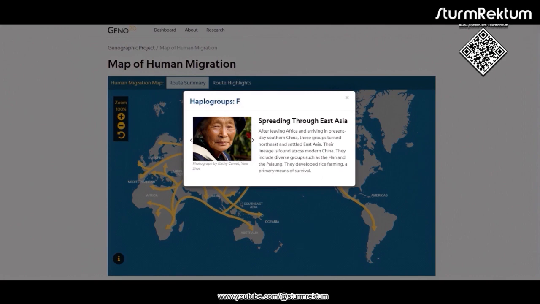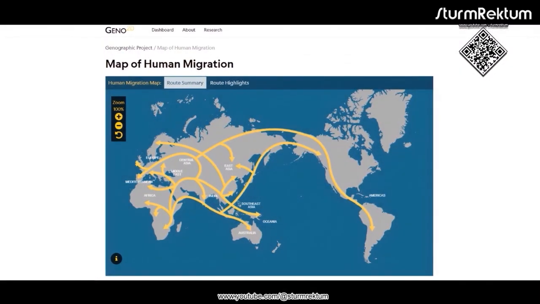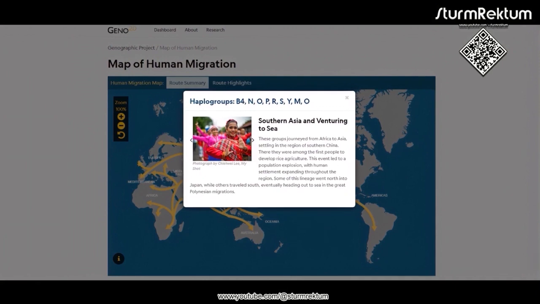Migration to Europe. European ancestry. The first modern humans arrived in Europe around 45,000 to 35,000 years ago. They gradually spread across the continent, adapting to various environments and climates.